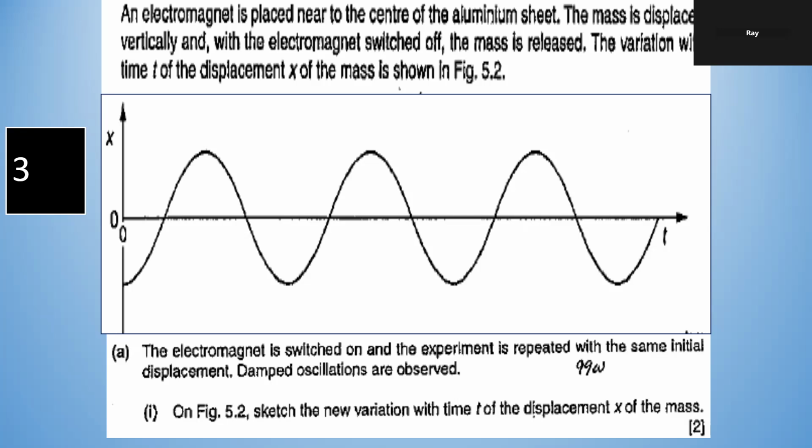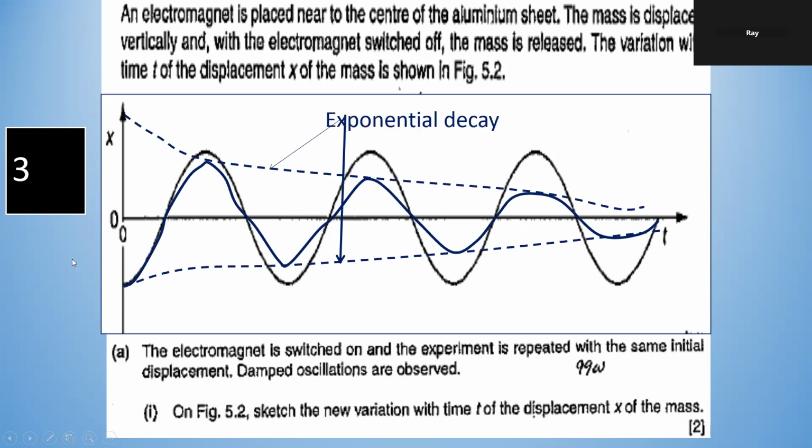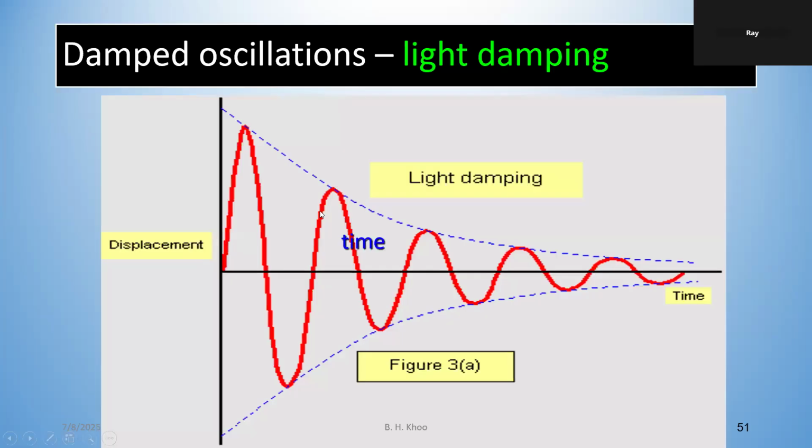Smaller amplitude throughout. What type of damping is this one? It's light damping, no? This is the exponential decay. So the amplitude becomes smaller and smaller. Period doesn't change. Right? There's exponential decay. Lightly damped, something like that.